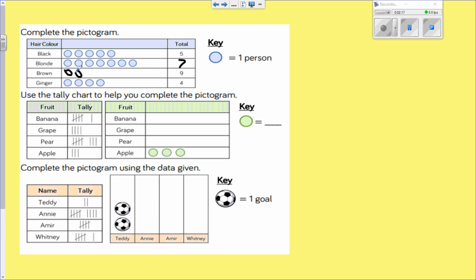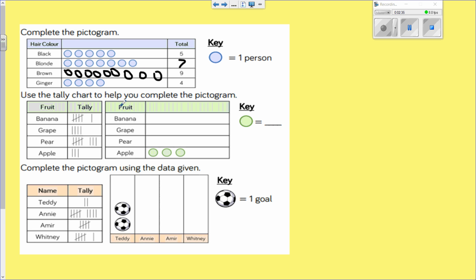It's a little bit tricky when I'm trying to do it on the computer. 3, 4, 5, 6, 7, 8, 9. So we can have a look at that way.